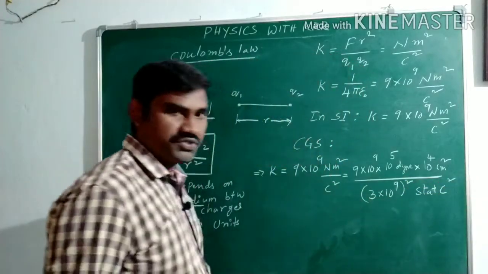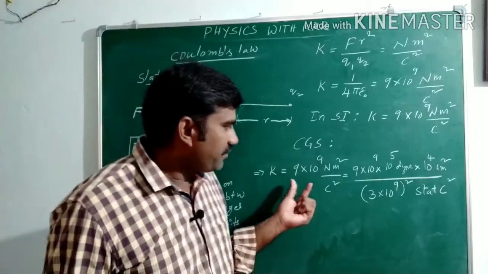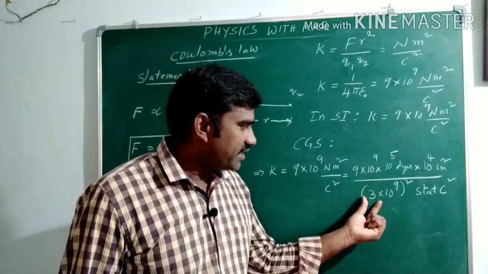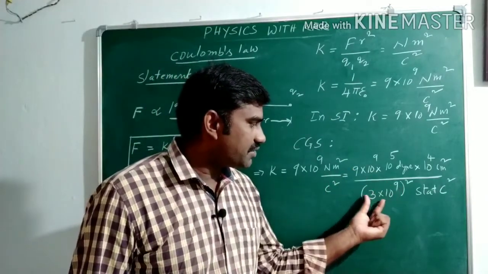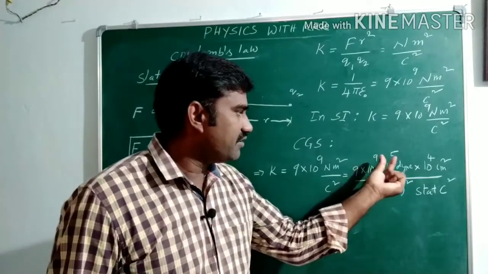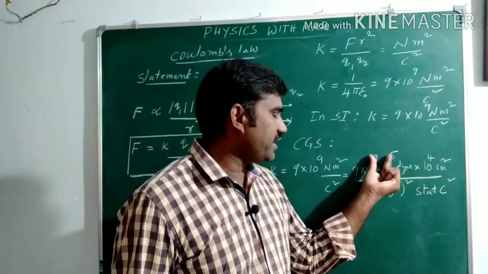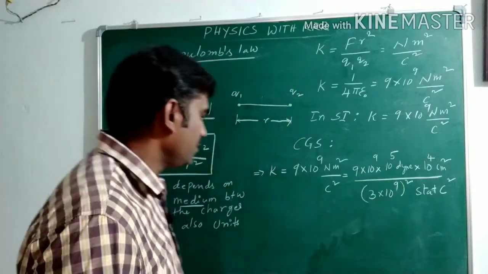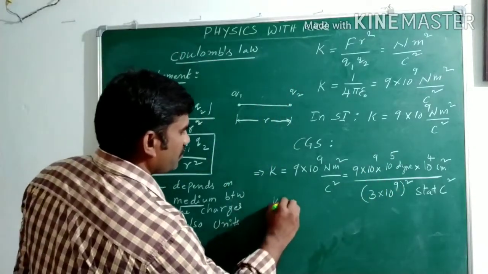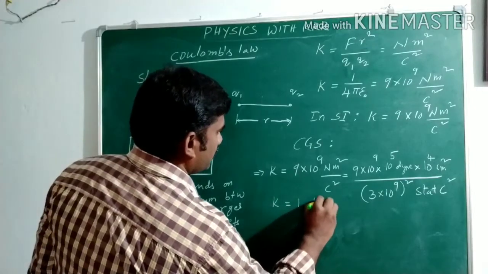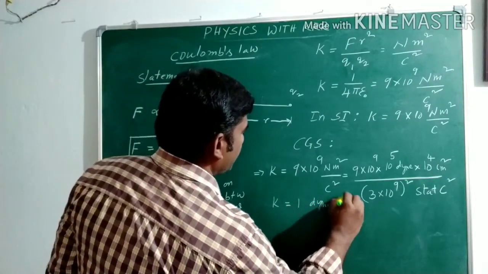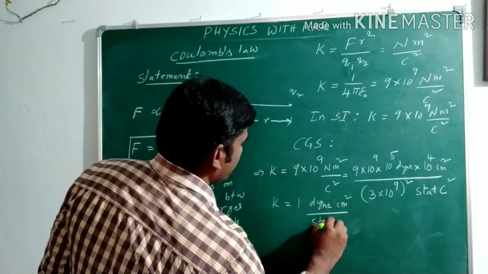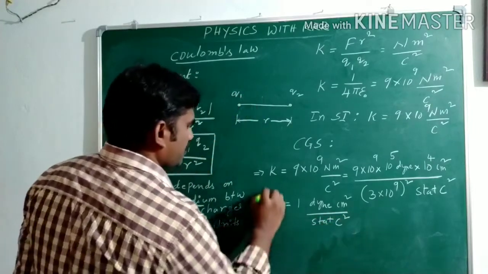stat coulomb square. Now we have 9 into 10 power of 9. So this is 9 into 10 power of 18. So this is 9. 5 plus 4 again 9. So 9 into 10 power of 18. So this is also 9 into 10 power of 18. So K is equal to 1 dyne centimeter square by stat coulomb square.